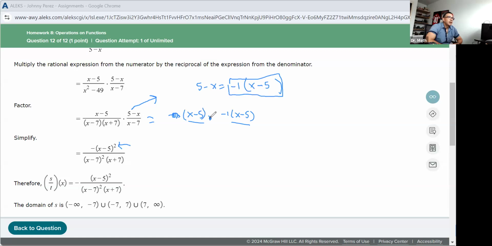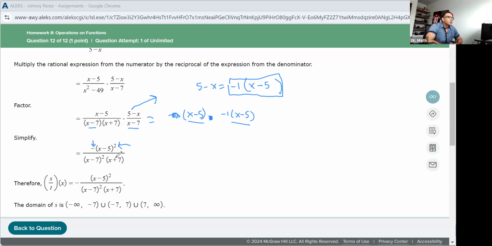I shouldn't write the times. It looks like an x. And then this -1 just goes in front. So that's where that is. All right. So in case you were wondering, how did they go from here to here? That's what happened. How many x minus 7s do I have? I have 2. And I have 1 x plus 7.